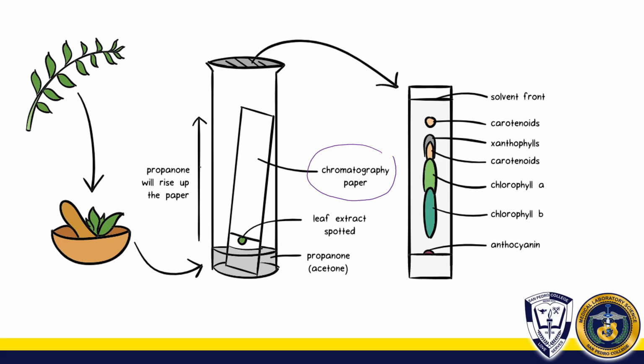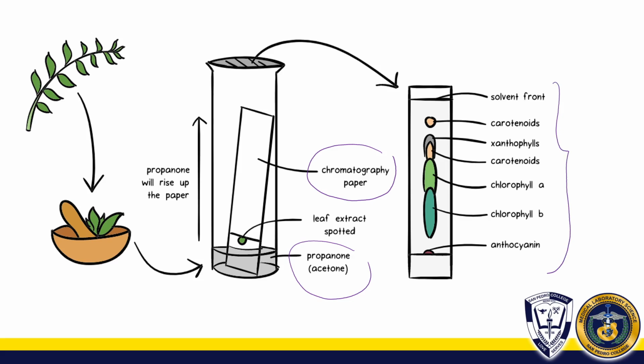Remember, the leaf extract is a liquid, which is being placed here at the point on your paper, and another liquid, this one. It serves as your mobile phase that will help facilitate and carry your analyte, until such time that the separation happens.